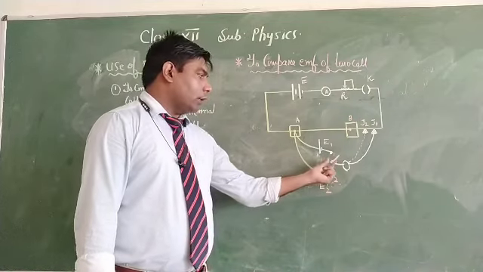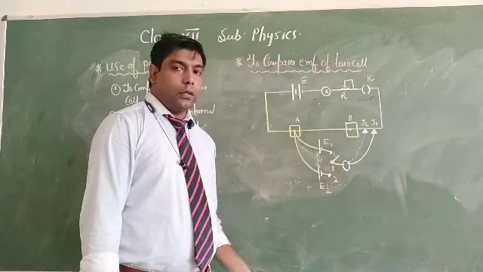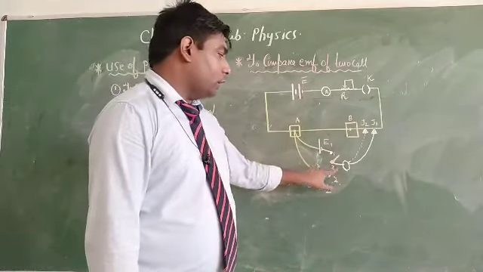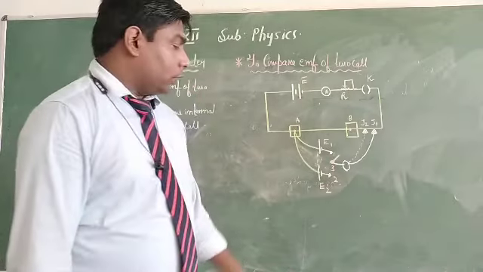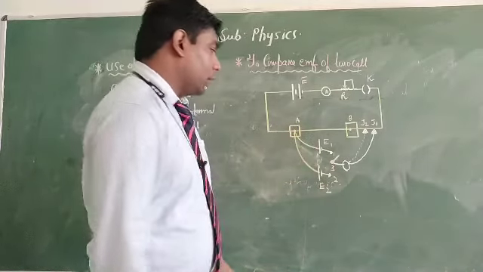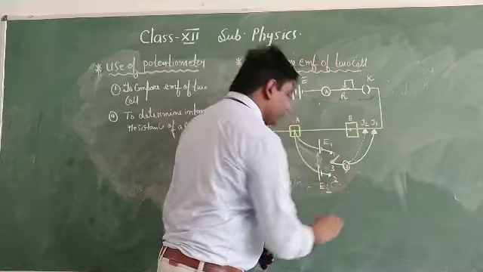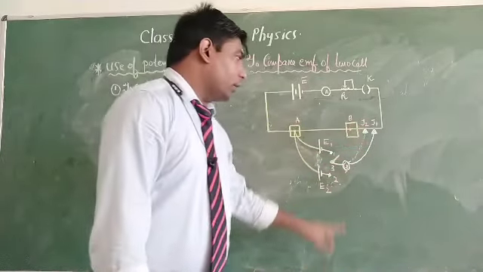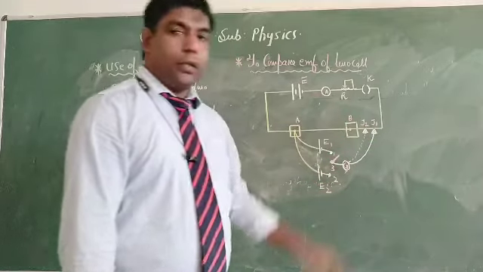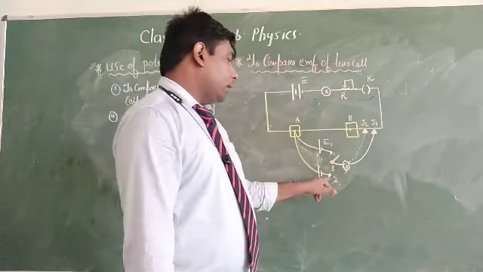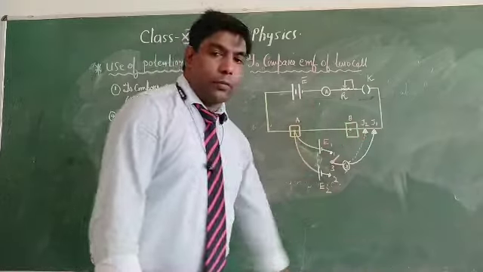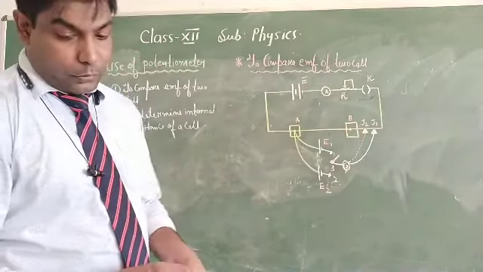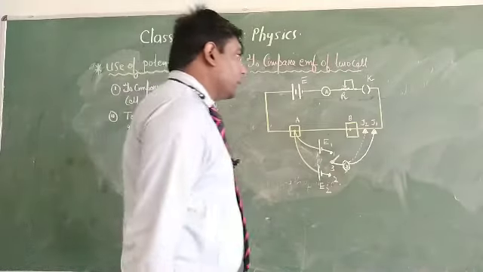There are switches 1, 3 and 2. When switch 3 is connected to 1, cell 1 will be in the circuit, and when switch 3 is connected to terminal 2, cell 2 will be in the circuit. And this is your galvanometer, and these are the positions of your jockey. When cell 1 is connected, the balance point is at J1, and when cell 2 is connected, the balance point is at J2. So, how to compare the EMF of two cells?